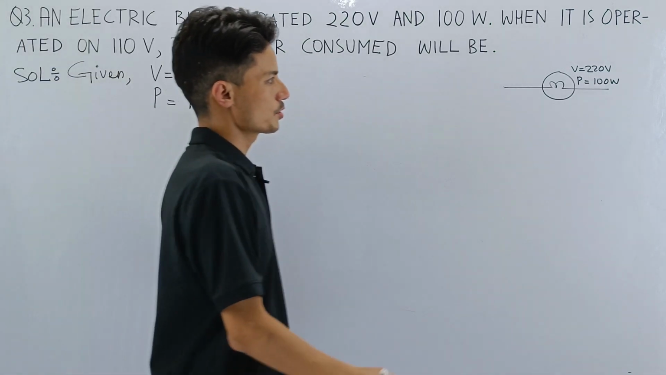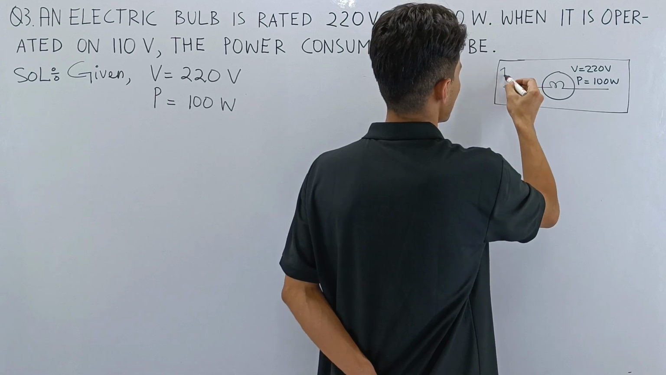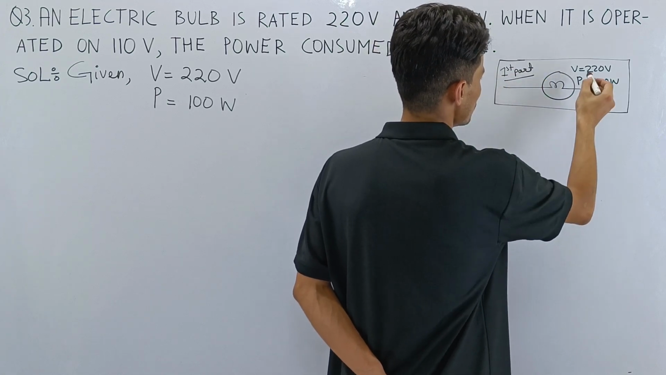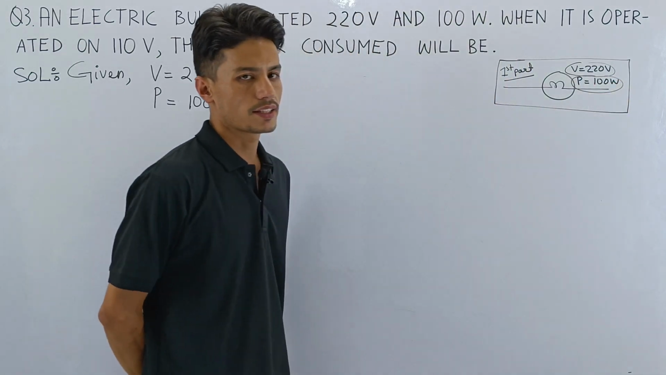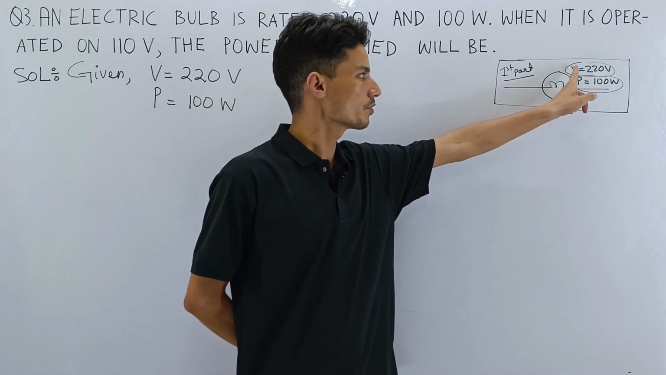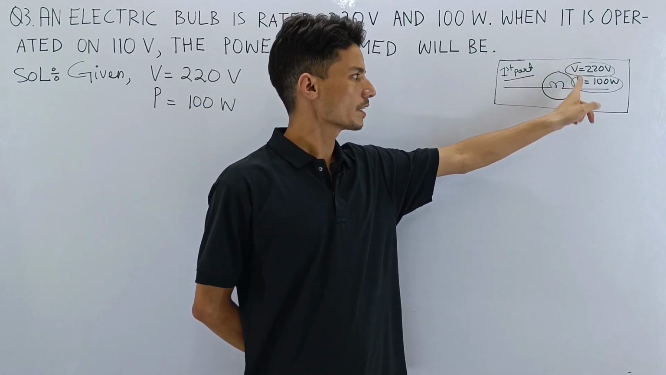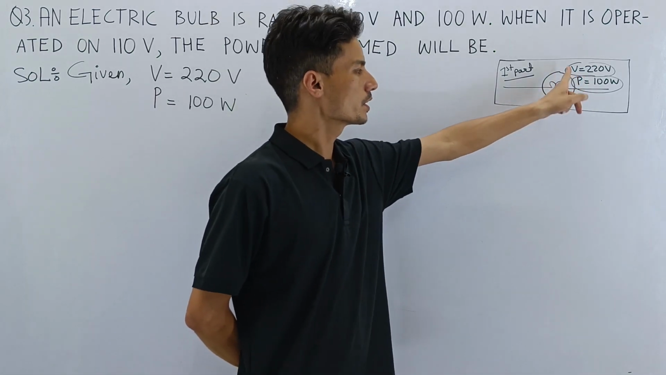Now this is the first part, isn't it? From these two values, we'll have to find another value. We have to find the third value. So there will be a formula for these two. You just have to remember the formula and get the answer.